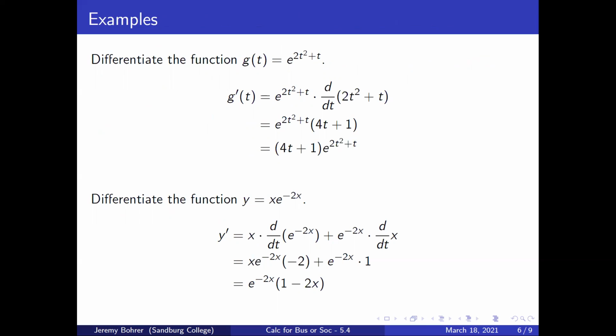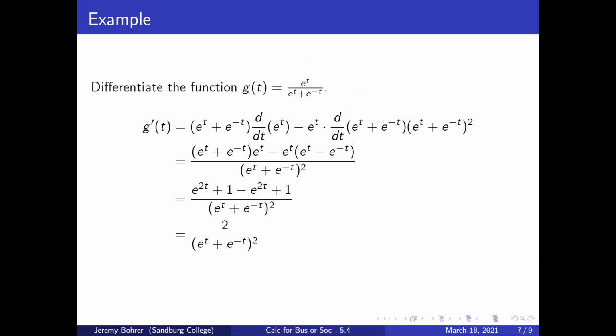Differentiate the function y equals x e to the negative 2x. We'll use the product rule here. y prime equals x times the derivative of e to the negative 2x plus e to the negative 2x times the derivative of x. So that's x times e to the negative 2x times negative 2 plus e to the negative 2x times 1. So we get e to the negative 2x times (1 minus 2x).